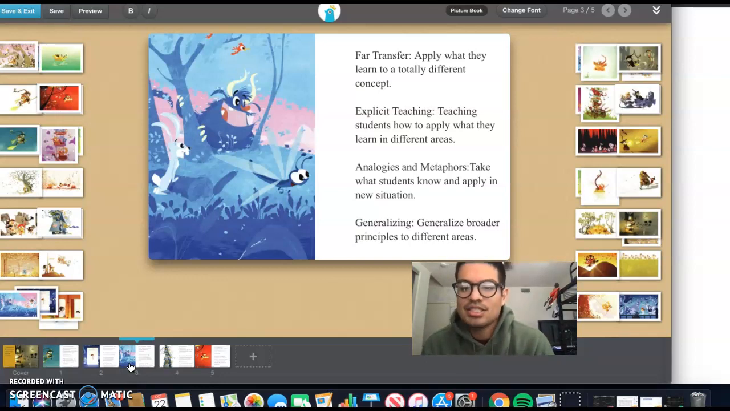Explicit teaching is basically teaching students how to apply what they learn in different areas. That's a very important skill that teachers should know how to do. It's teaching them how to use their skills for other classes or for different parts of their lives. Analogies and metaphors is basically they take what students know and apply it to situations, such as using like or as, or using different sorts of sayings. Generalizing is basically a broader principle of different areas.